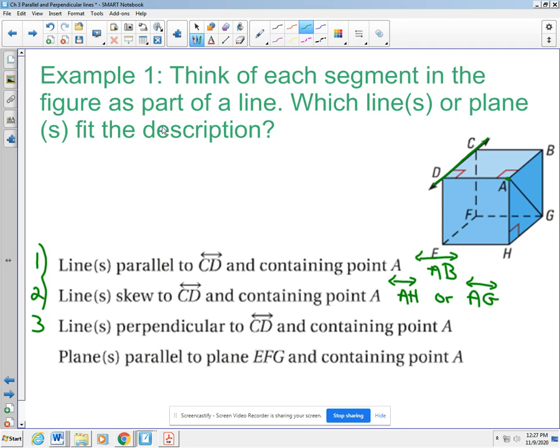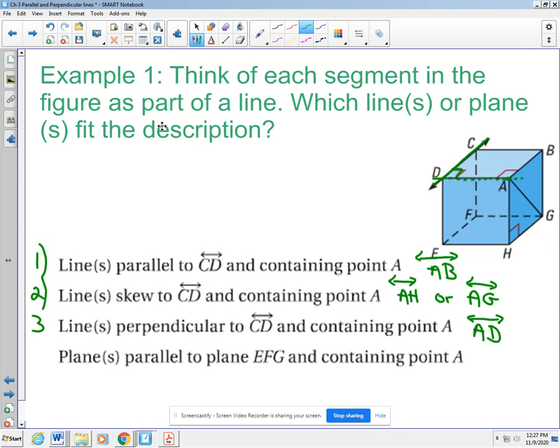Question 3. Line perpendicular to CD containing point A. So the answer would be line AD, this one over here. If you look at the notation, the lines are perpendicular, and it contains point A. So that would be line AD. If you wrote DA, it's not wrong, but typically we do this alphabetically.